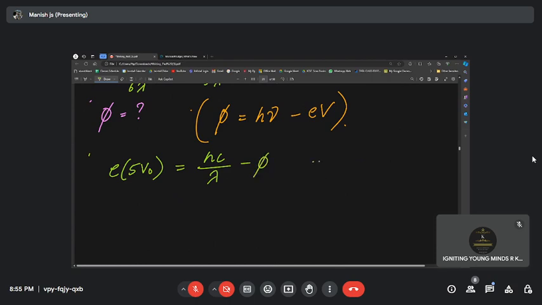This is for the first case. Second case, what they are telling, the stopping potential is now V naught only. So eV naught is equal to hc upon lambda. Now directly we cannot say lambda because it is 3 lambda. So I'm putting 3 lambda, hc upon 3 lambda minus phi. This is for the second case.